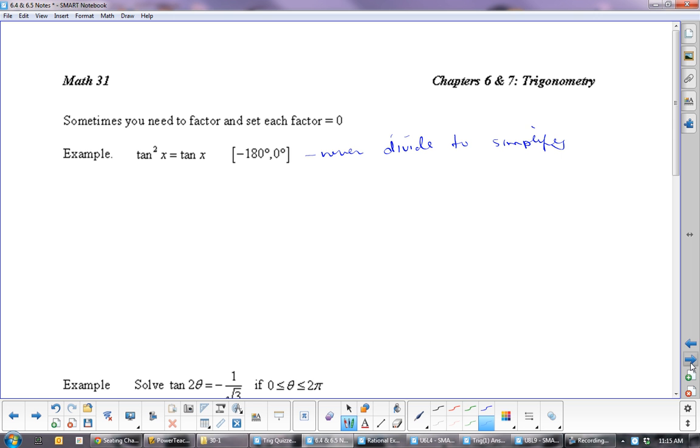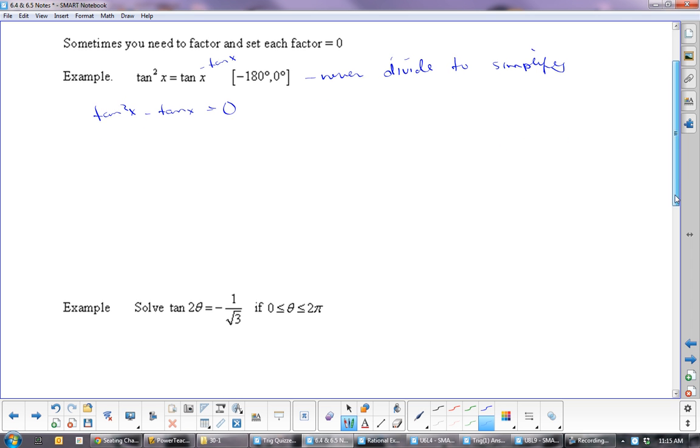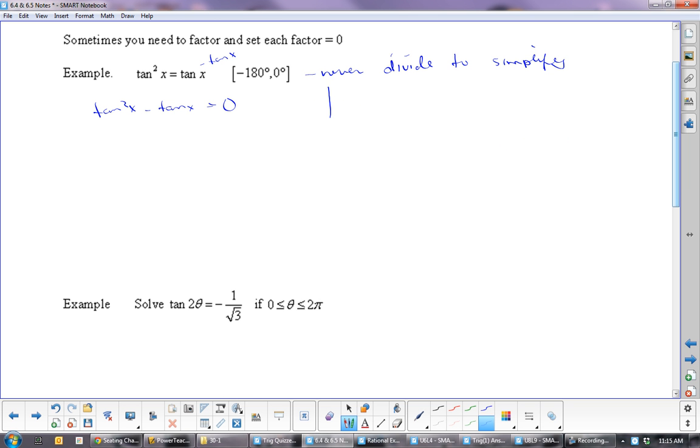Okay, so what we're going to do is we're going to minus tan x to both sides. That's allowed. So this would be tan squared x minus tan x equals 0. Okay, and look at our weird domain between 0 and negative 180. So we're doing this part of the graph, right? We're not even in there. So, factor out a tan x, that would leave me with tan x minus 1 equals 0. So then we're going, when does tan x equal 0? And when does tan x equal 1?